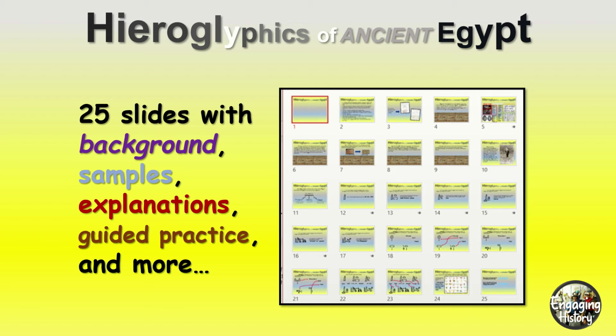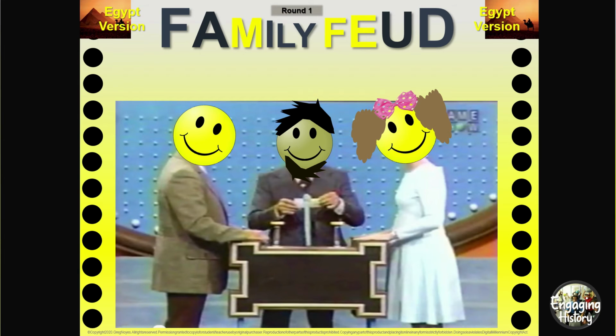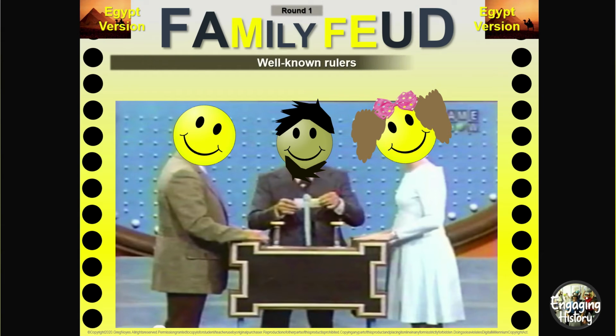Now, if you have time after these 5 lessons, I have a family feud that I've designed for ancient Egypt. There's 6 rounds. Here's an example of one of those rounds. You can break up students in a number of ways. You can have them partner up or have different groups. You could have 2 sides on the class.